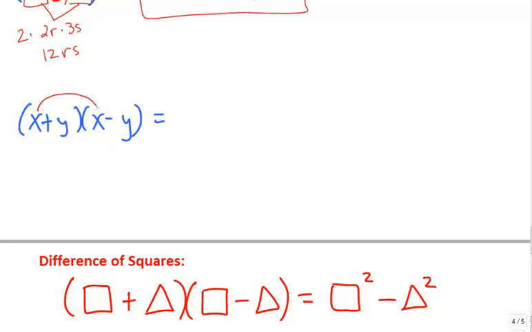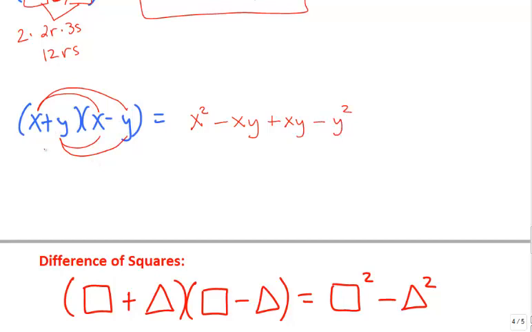So if I do first times first, x times x is an x squared. Outer times outer, an x times a minus y will be a minus xy. Inner times inner will be a positive y times x, so that's going to be a positive. And you can either write yx or xy, and I'm going to write it as xy so that I'm consistent and I'm using the same order that I did in my earlier term. And then last times last, a positive y times a negative y is going to be negative y squared.